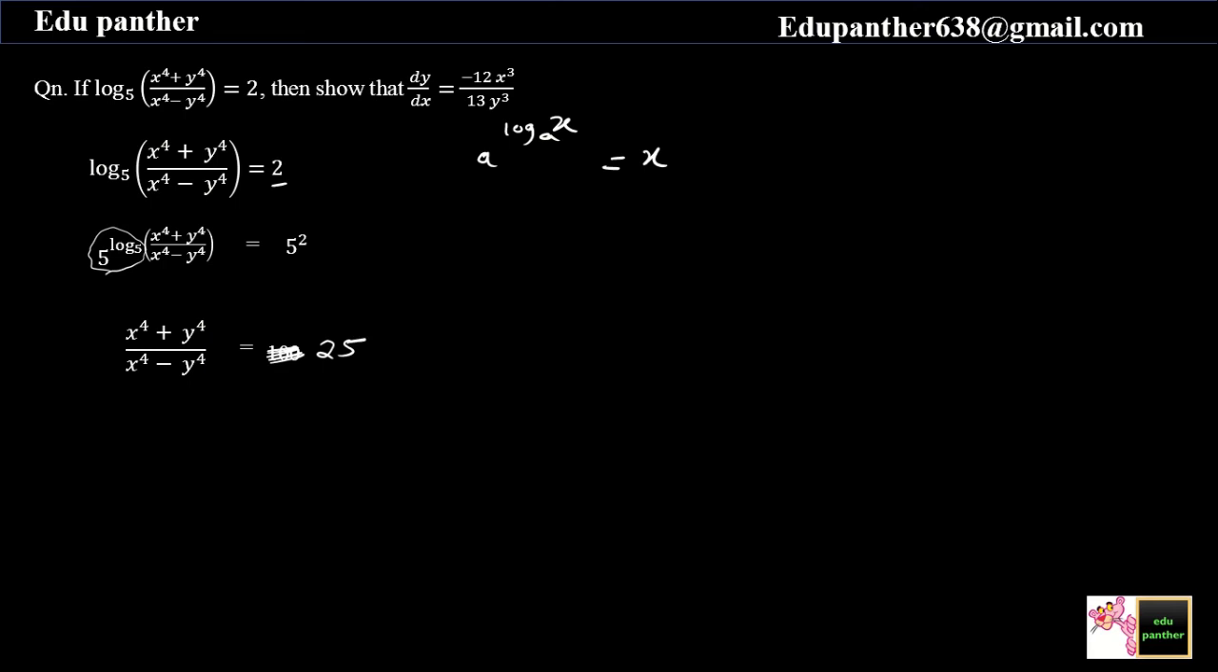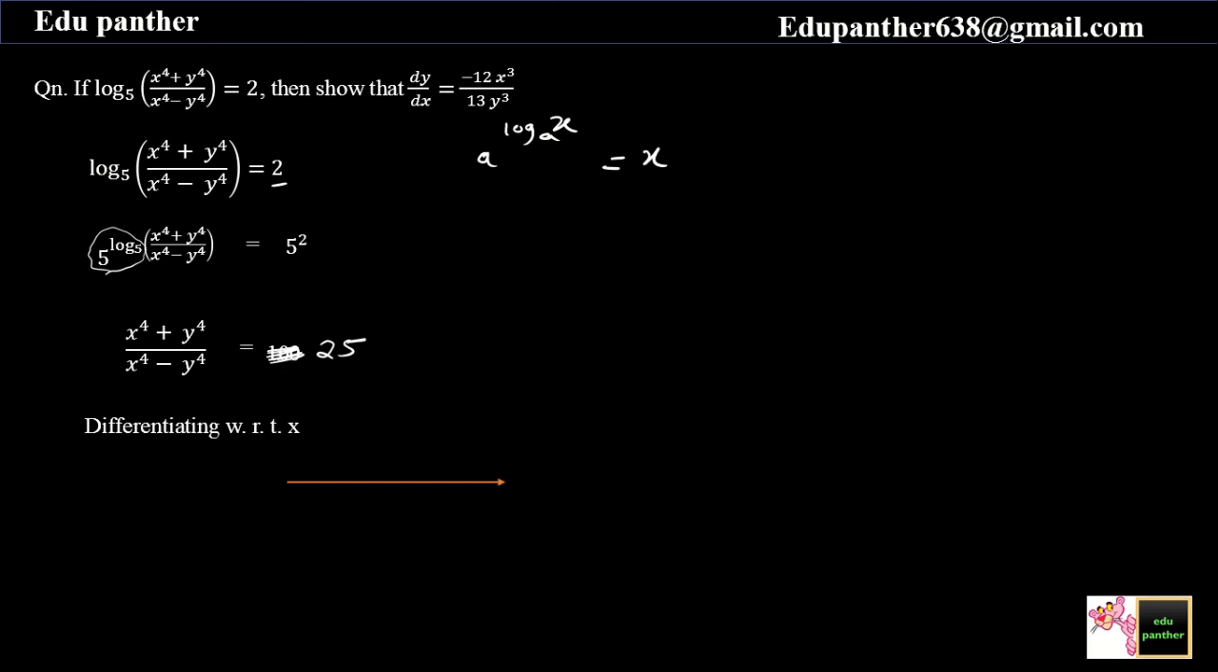We have simplified the expression, we have to take the derivative. The further process is left for you as an exercise, because it is the same as the previous question. Now pause your video, try to solve this question, try to get dy by dx as this expression, minus 12x cube upon 13y cube, and comment below whether you are able to find the answer or not.